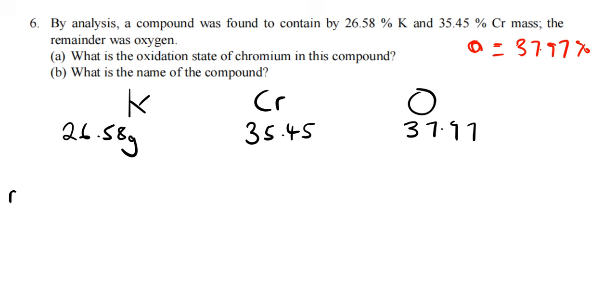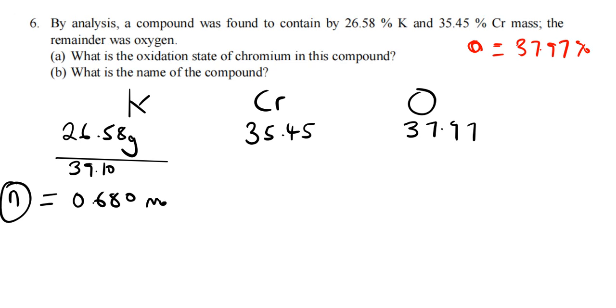So I'm just going to write a small n to represent number of moles. For us to find the number of moles of potassium, we're going to divide by its molar mass. The molar mass for potassium is around 39.10. Now when I divide 26.58 divided by 39.10, I'm getting 0.680 moles. Okay, that will be the moles of potassium.